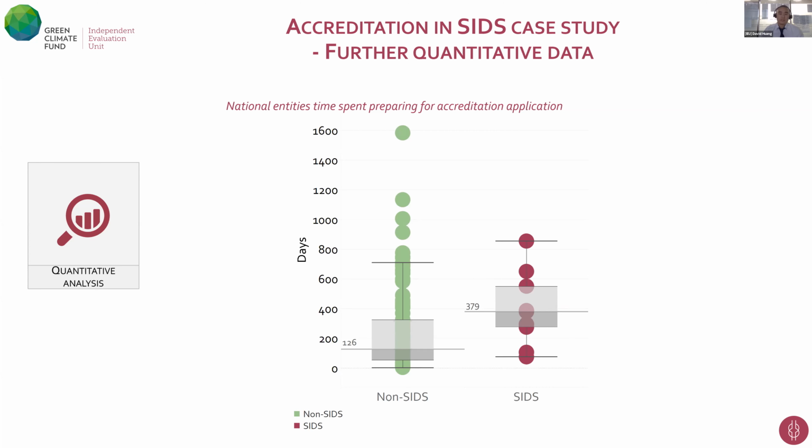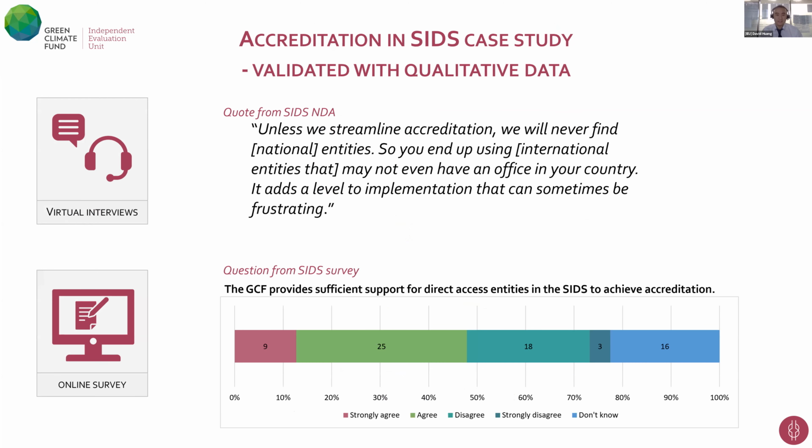So in the next slide, we can see how qualitative evidence from virtual interviews and online surveys was able to further validate some of our emerging findings from the quantitative analysis. Here we have a quote from one of our virtual missions that essentially conveyed the sentiment that the accreditation system is far too complicated, and this is going to lead to a lack of national entities in the FIDS being able to be successfully accredited. As such, this would lead to eventual challenges during the project implementation stages.